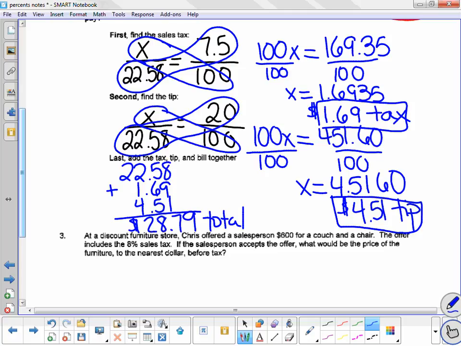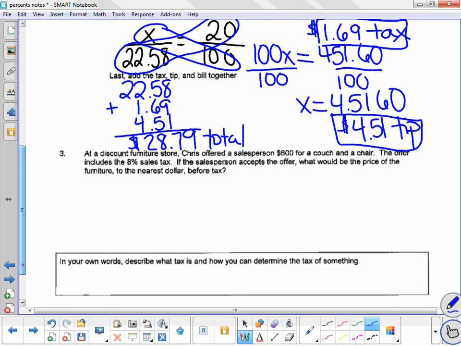Now, number 3 is a little bit more challenging. Let's read through the question together. At a discount furniture store, Chris offered a salesperson $600 for a couch and a chair. The offer includes the 8% sales tax. So if the salesperson accepts the offer, what would be the price of the furniture to the nearest dollar before tax? So this problem requires you to think a little bit more than the previous 2 problems. That $600 already includes the sales tax. So you're needing to find out what it was before the tax.